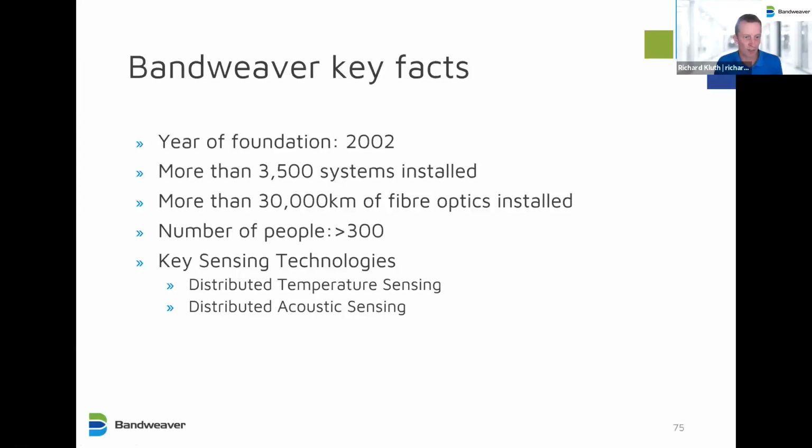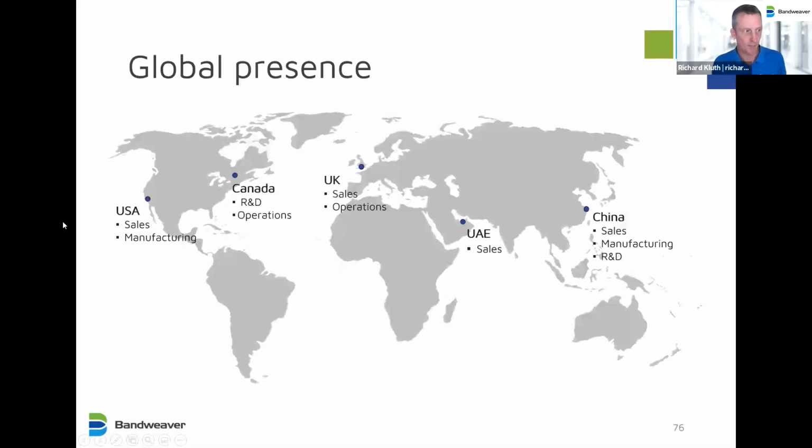Some of the key product lines include distributed temperature sensing and distributed acoustic sensing. For this presentation, we focused on the distributed temperature sensing, but we will have future webinars on the distributed acoustic sensing. In terms of global presence, we have offices across 5 countries. I'm based in our London office and manage the UK-based entity.